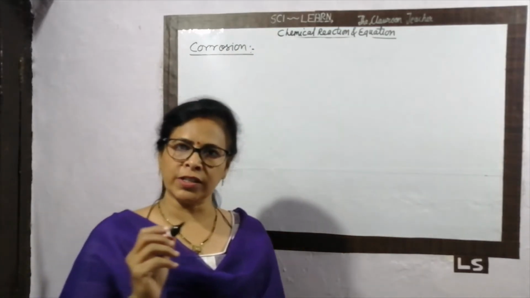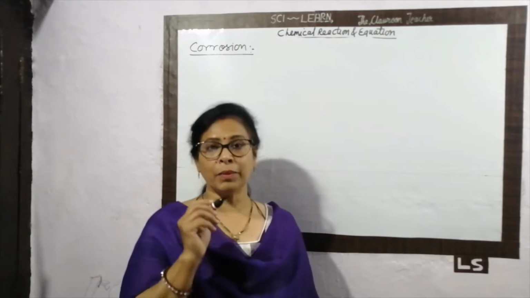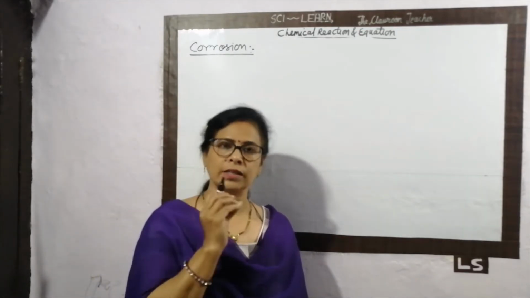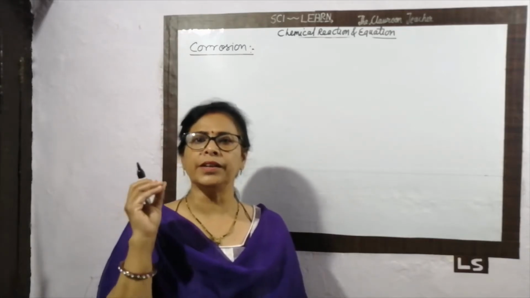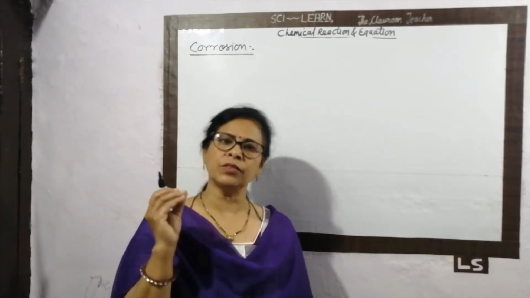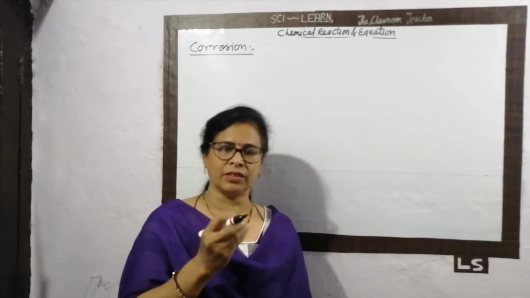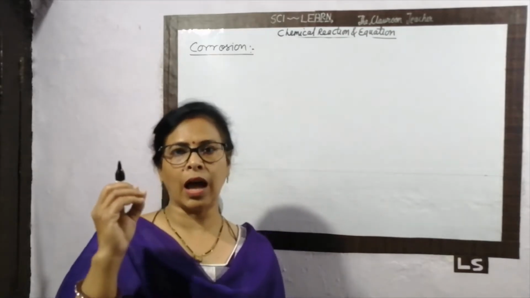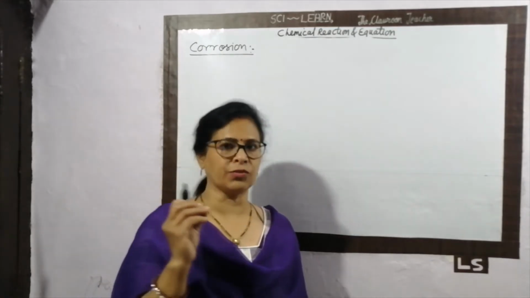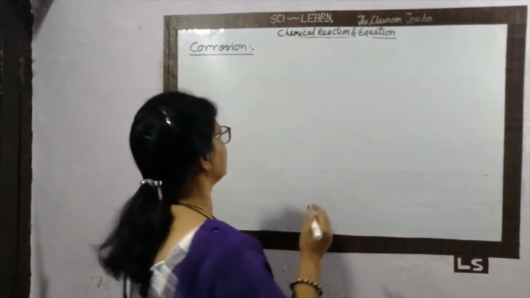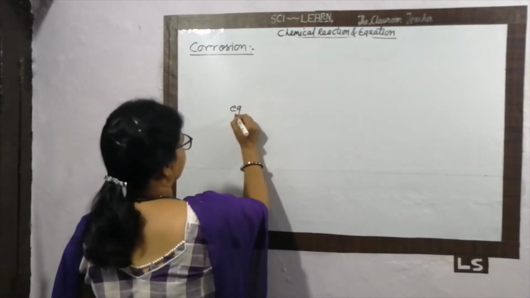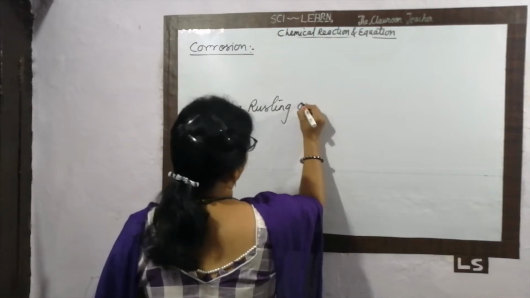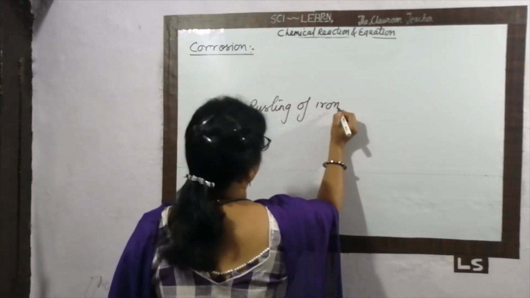This topic you have to study again in one more lesson, that is, metals and non-metals. Today we are going to discuss very briefly what corrosion actually is. It is a degradation, a process in which the metal degrades slowly. It is not a fast process. It is a very gradual process. The best example of corrosion is the rusting of iron.